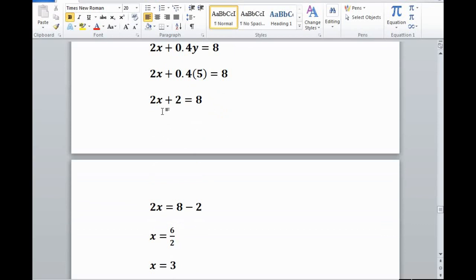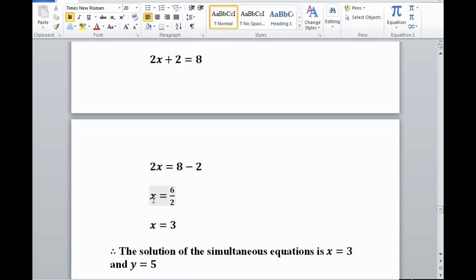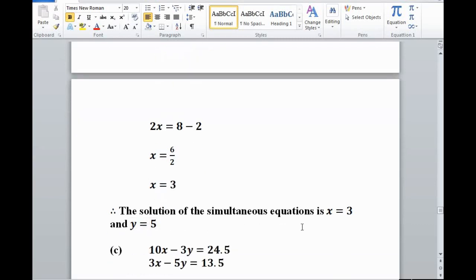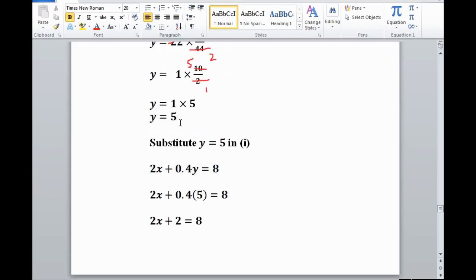And further simplification is to take this positive 2 from left to the right side, or you can also subtract 2 from both sides of this equation. So 2x equals 8 minus 2. 8 minus 2 is 6, and if we take this 2 from left to the right side, this equation becomes x equals 6 upon 2. Since 6 is the multiple of 2, so 2 times 3 is 6. Therefore, the solution of the simultaneous equations is x is equal to 3 and y equals 5.